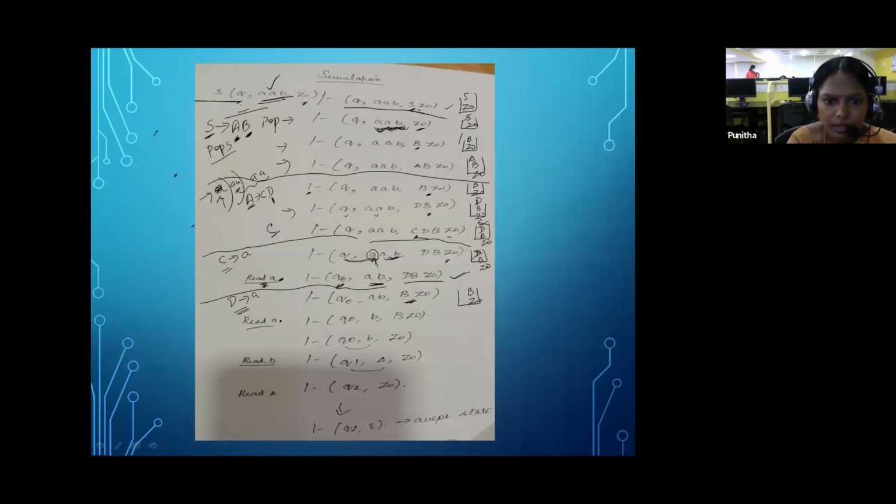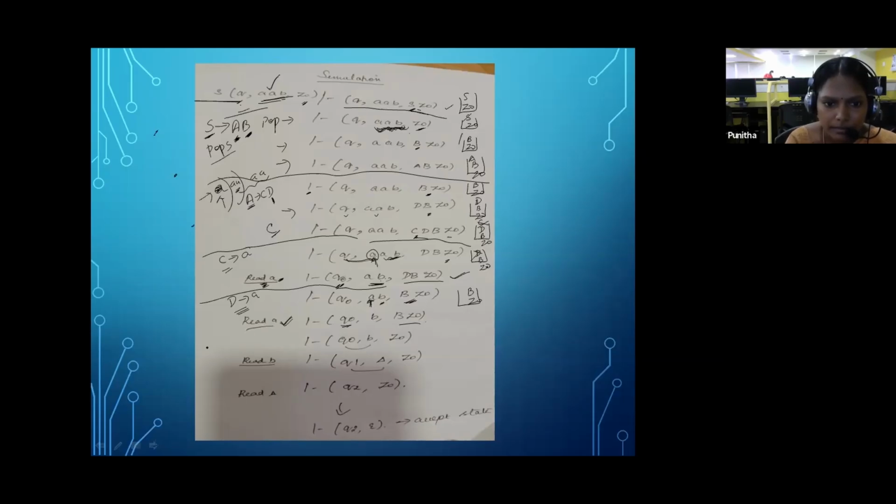Then I'm reading the next one, that is the read operation of A. While reading the second A, the resultant state will be Q naught, and the remaining element is B, so I wrote B. Next I need to write the status of the stack. The status of the stack remains the same.